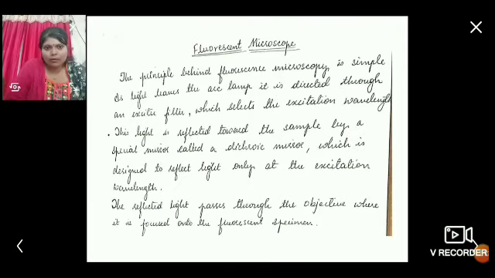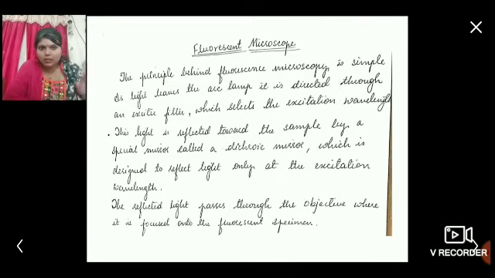So fluorescent microscopy. The principle behind the fluorescent microscope is simple. As light leaves the arc lamp, it is directed towards the exciter filter, which selects the excitation wavelength. Okay, the electron microscope, the advanced one, we will study a little later. So the first is the fluorescent microscope which we have to deal with. Light we completed, phase contrast we completed. Now it's fluorescent.